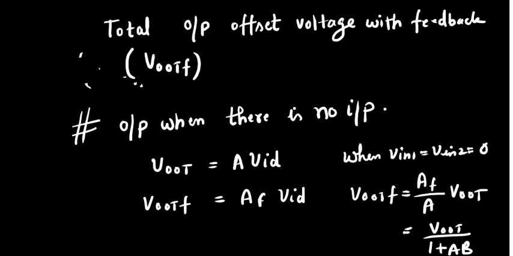Yes, this is one more parameter: total output offset voltage with feedback. What happens to this parameter? What was the output offset voltage? When there is no input, due to mismatch, there will be some VID. There will be some voltage across your RI.